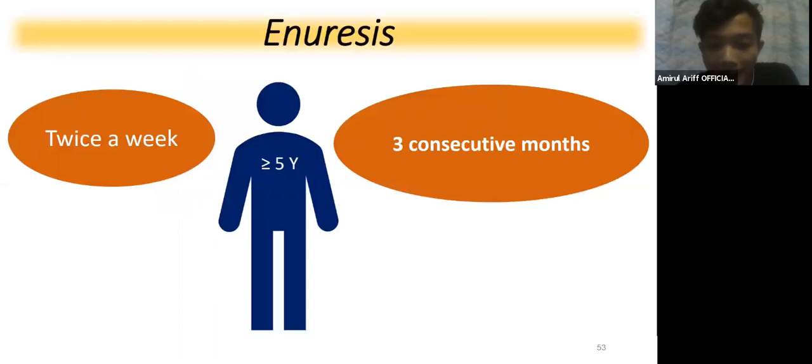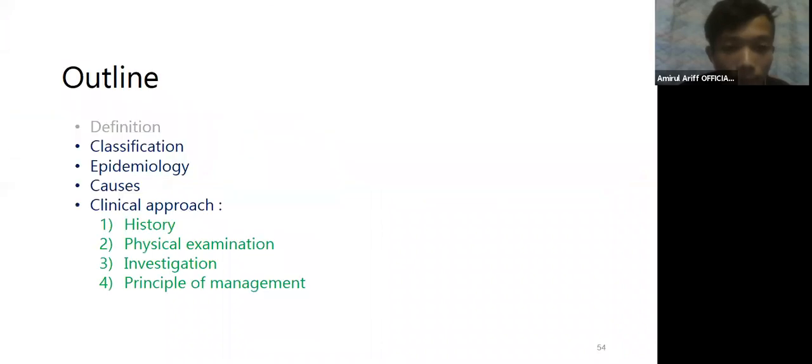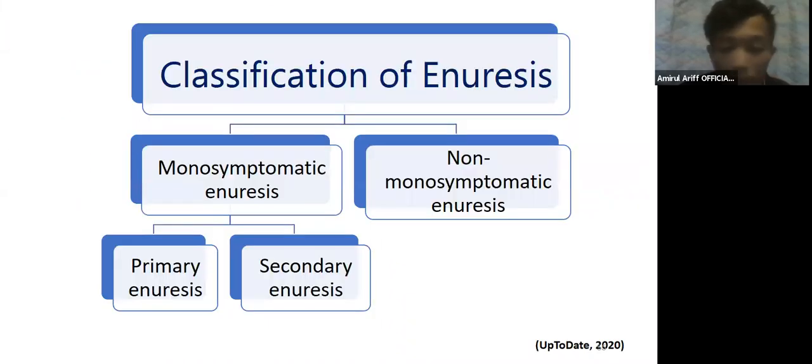So to make it easier for us to remember, enuresis happens in a child at least 5 years old and above, at least twice a week for 3 consecutive months. So that's about the definition. I hope you guys remember the definition of enuresis. So next. Okay, next we will talk about the classification.